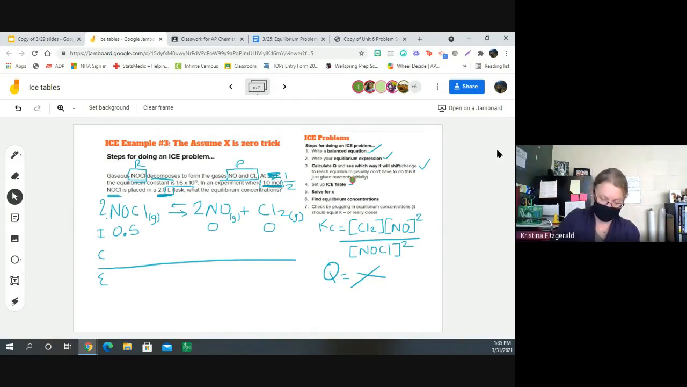So I know I'm going to lose a certain amount of my reactants, and I'm going to make a certain amount of my products. There's something I have to put in this change row, though, that I did on the second example as well. Is it a 1-to-1 ratio between all my things, or is it different? For every one of these, am I making one of those, or is it a different amount?